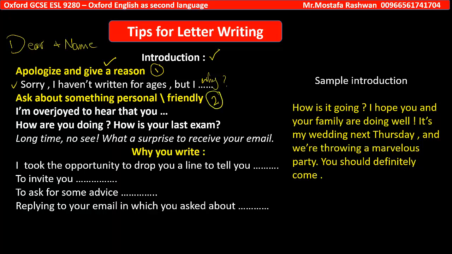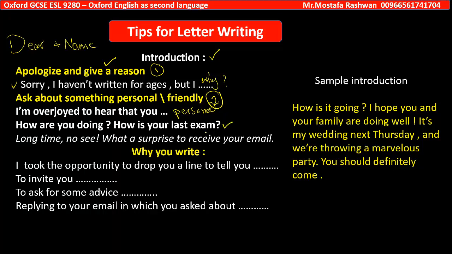Another way is to ask about something personal or friendly. What I mean here is to say, I am overjoyed to hear that you, and he mentions something personal. What I mean by something personal is maybe a family event, his wedding, his mom's recovery from a past illness, his sister's wedding, his moving from a flat to a new house, and so on. So talk about something personal.